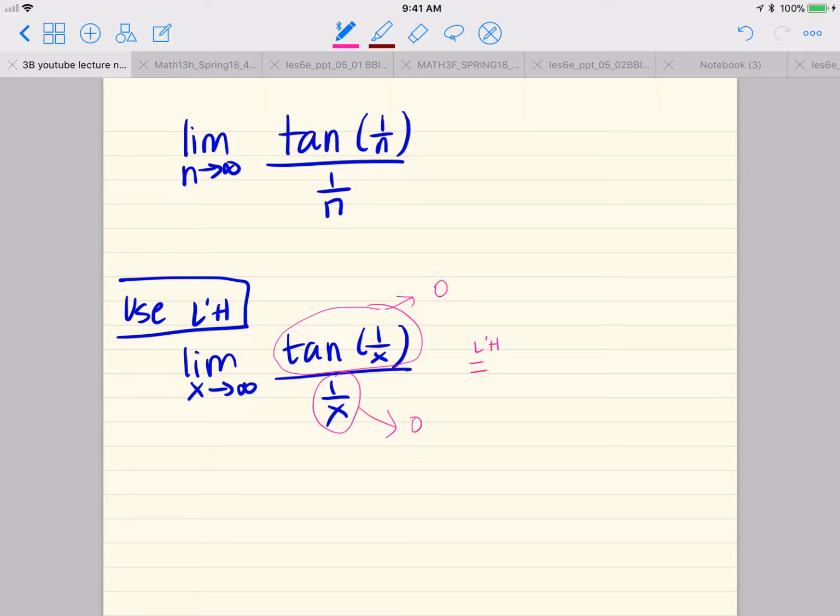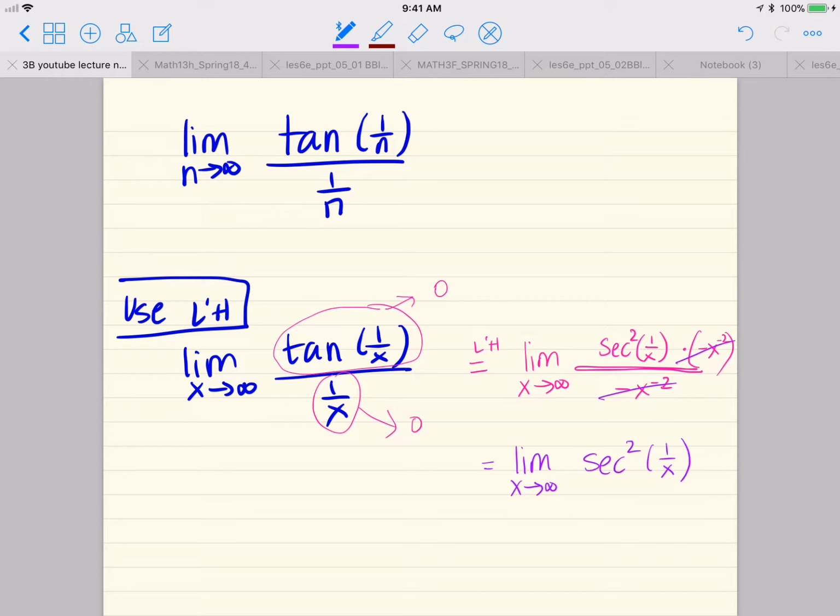So let's use L'Hopital's rule to say that this is equal to the limit as x goes to infinity. In the denominator, I need the derivative of x to the negative 1. So that'll be minus x to the negative 2. And in the numerator, I need the derivative of tangent of 1 over x. So that will be secant squared 1 over x times the derivative of 1 over x, right? Because I need my chain rule. All right, so things are going to cancel out, namely the derivative of 1 over x, and I'm left with the limit as x goes to infinity of secant squared 1 over x.